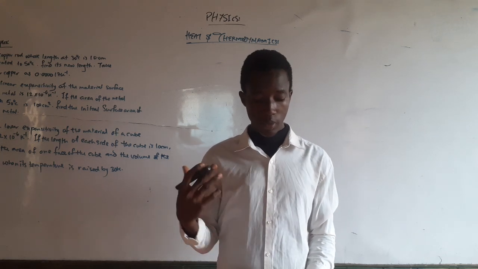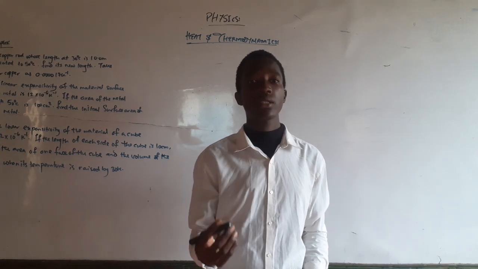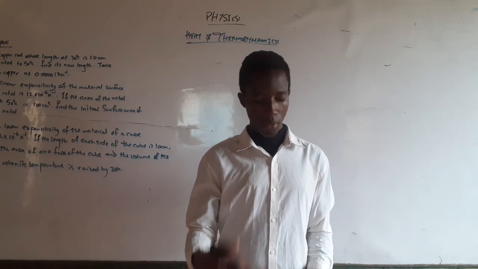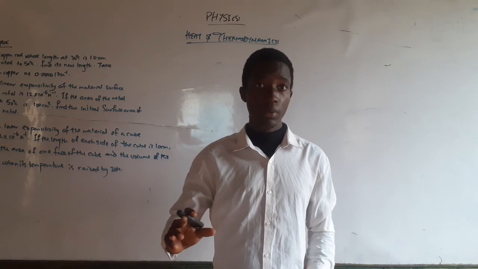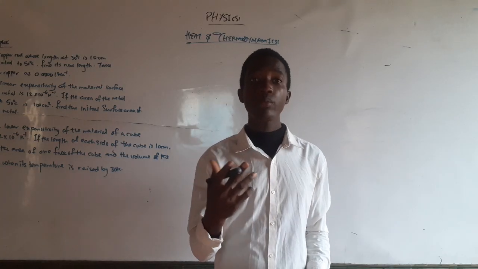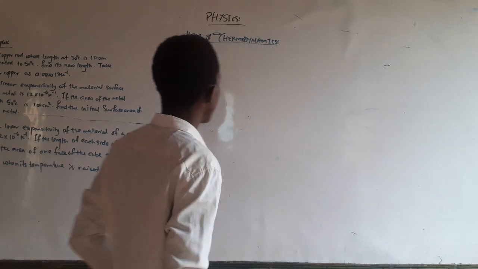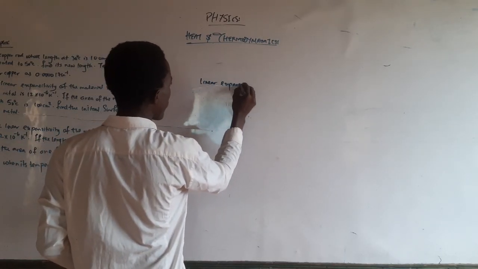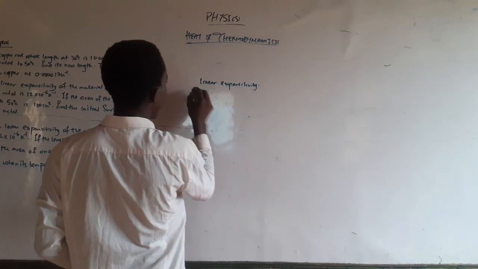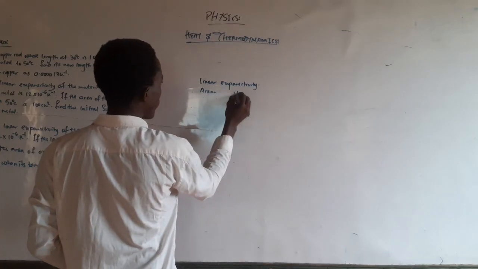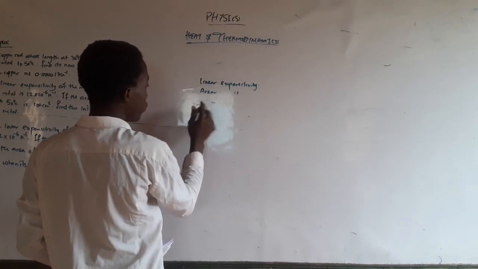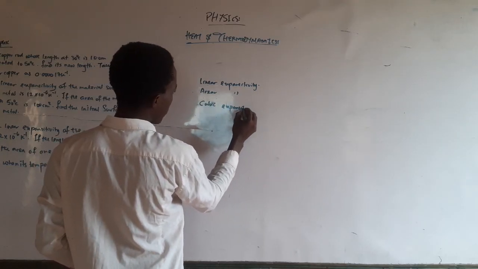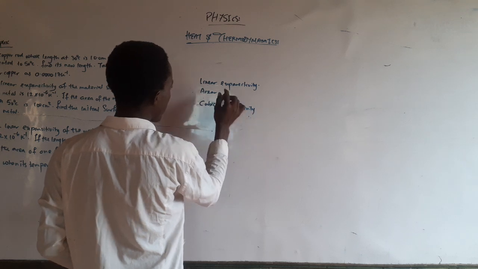So under expansivity in calculations, we have something we call linear expansivity, which is expansion in length of a substance or a material. Do you understand? There's also area expansivity, expansion in area, and cubic expansivity. So let me jot that down. We have linear expansivity, we have area, and we have volume or cubic expansivity. You understand? So let me just write this down.